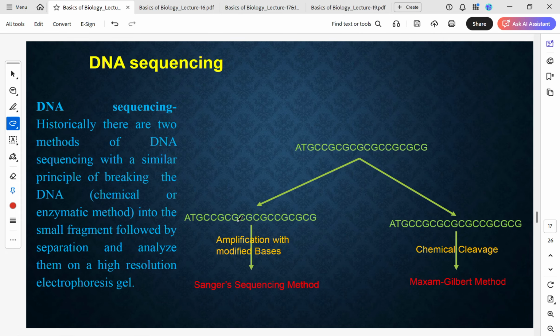Okay. Now coming to DNA sequencing, just one minute.